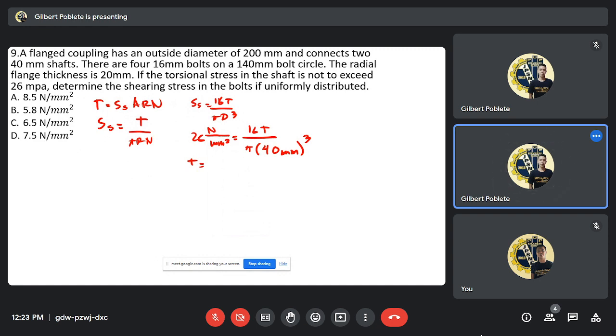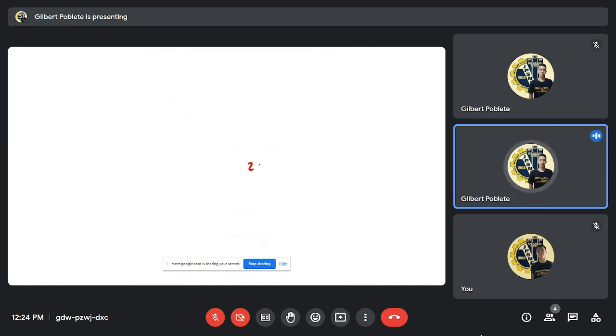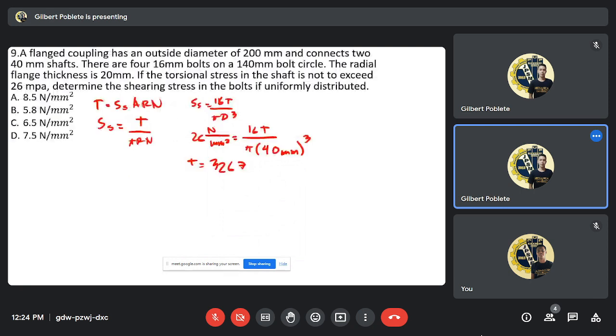So, may nakuha tayong torque na 26,725.636. Shift store natin siya, guys.